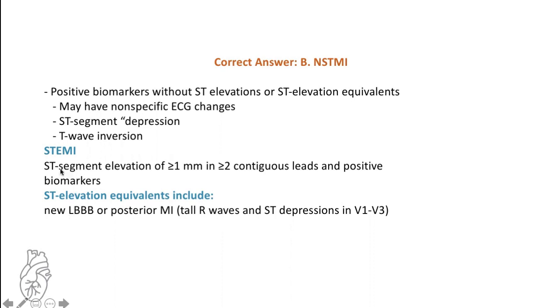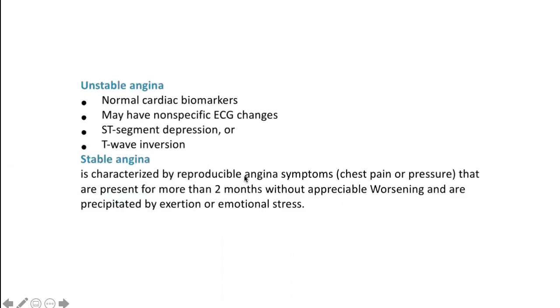And the STEMI, you diagnose STEMI if you have ST elevation of 1 millimeter in 2 consecutive leads with the positive biomarkers. Unstable angina, they would have normal cardiac biomarkers, but they would have non-specific ST changes, maybe ST segment depression or T wave inversion. Stable angina is that there are no ECG changes, biomarkers are normal, it's just a typical angina.